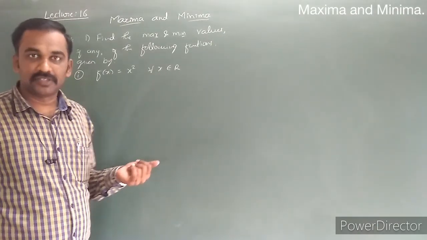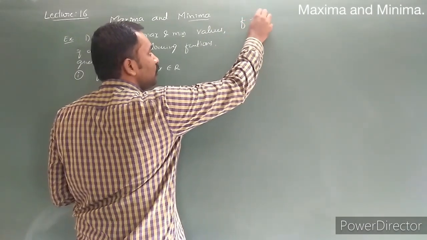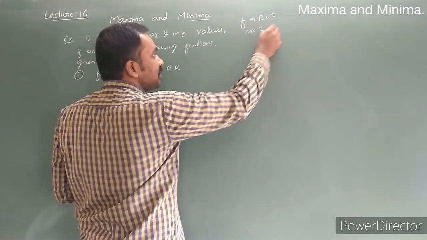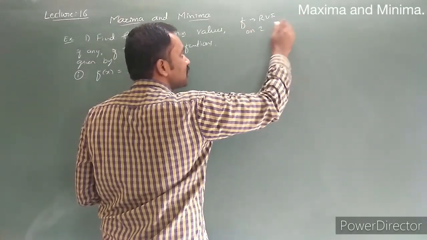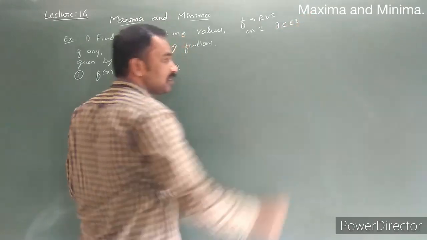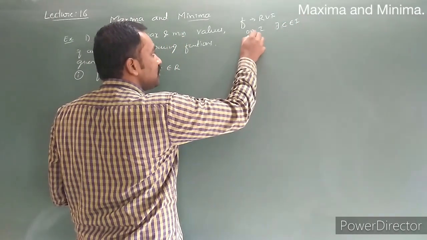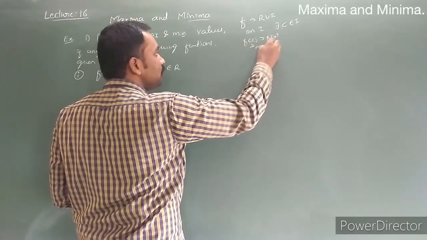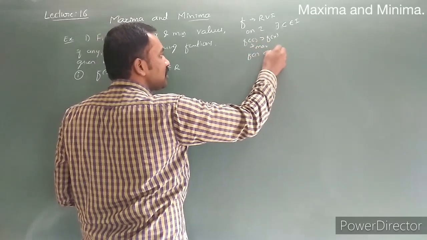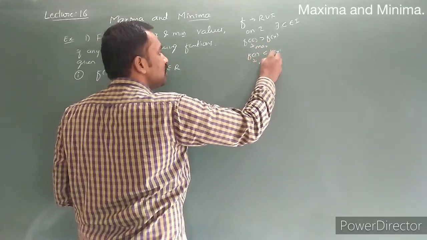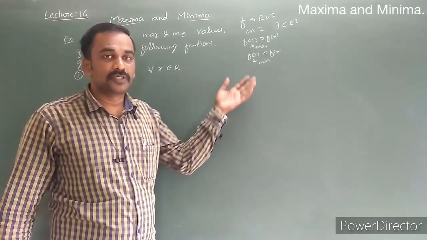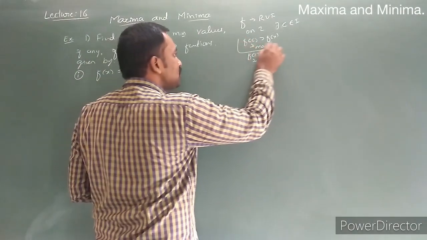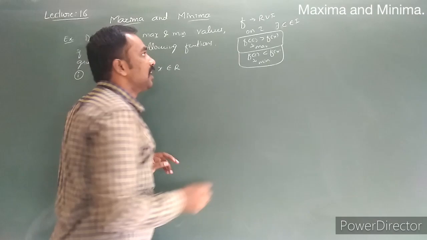As we see in the definition, f is a real valued function defined on an interval I, and there exists a point C which belongs to the interval I. Then if f of C is greater than f of x, f of C is the maximum value. If f of C is less than f of x, then f of C is the minimum value. And if both maxima and minima exist, then it is said to be an extreme value. According to these two definitions, what do we have to find?